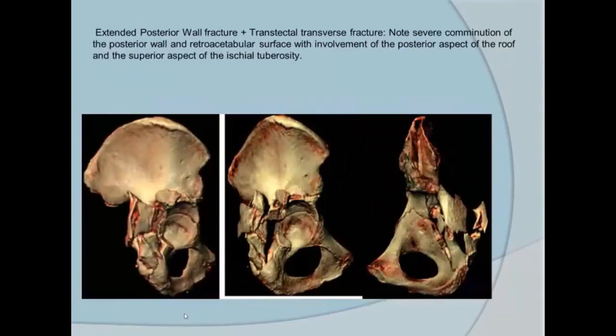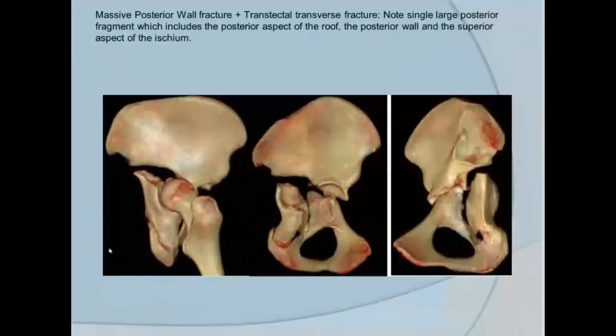This is an extended posterior wall and transtectal fracture. You can see the degree of comminution. The femoral head is subtracted, showing the massive posterior wall and transtectal fractures. A single large posterior fragment that includes the posterior roof of the acetabulum.